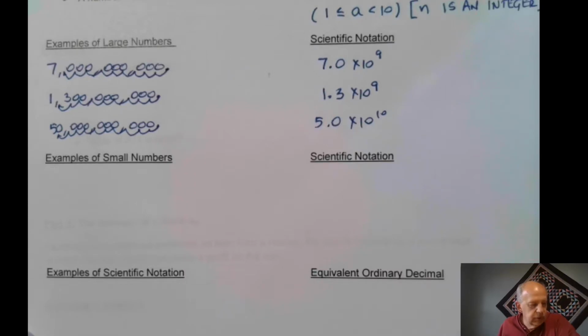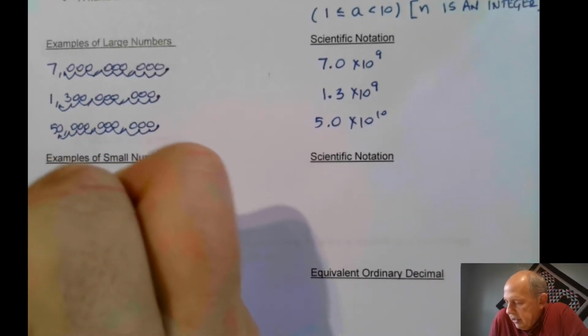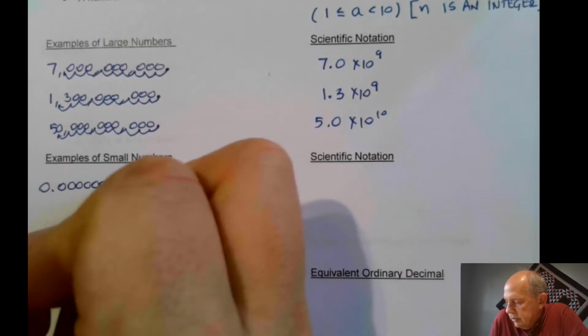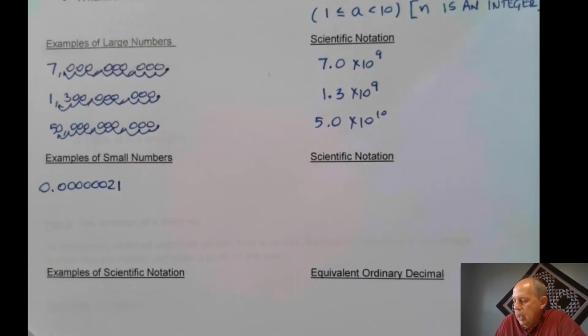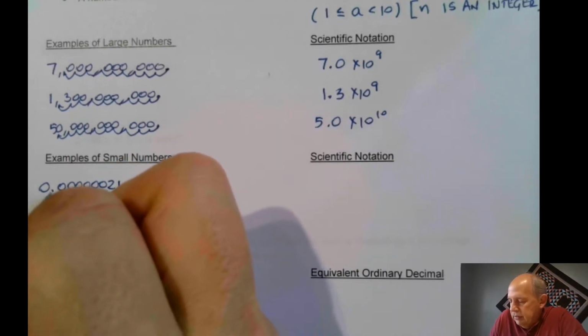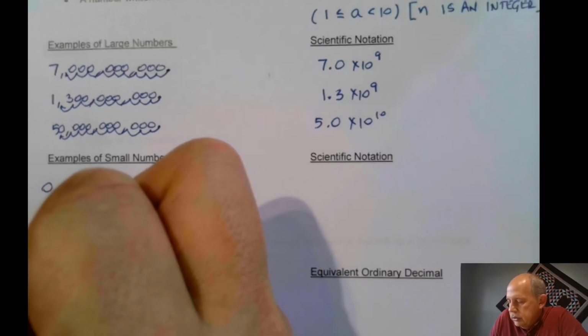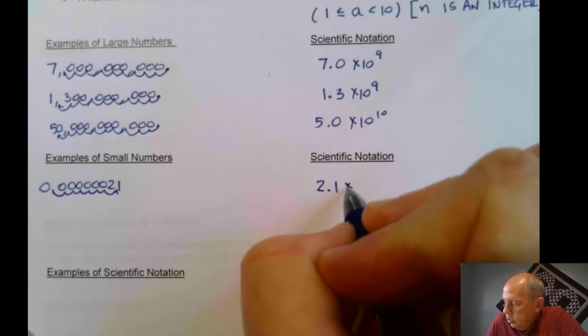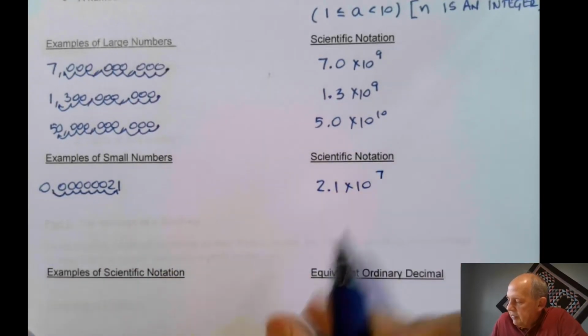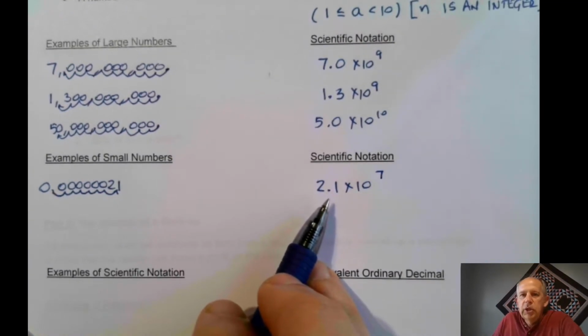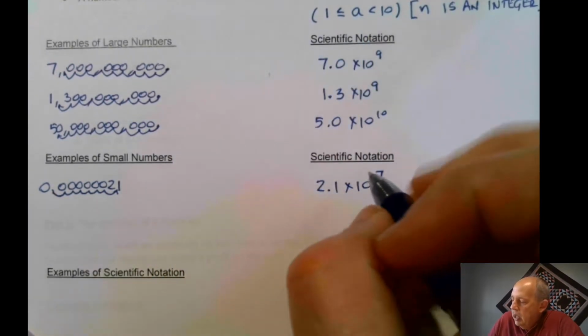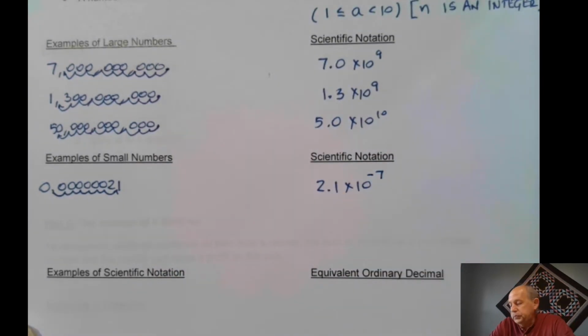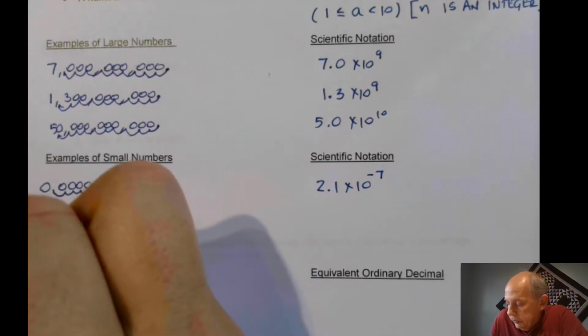The process is going to be the same. Let's say I have 0.000021. And I want to write this as scientific notation. I'm going to move the decimal over 1, 2, 3, 4, 5, 6, 7 places. 2.1 times 10 to the -7th. My A value again is between 1 and 10, met that requirement. My integer is a -7 this time. I'll move the decimal over 7 places. It's negative because I'm dealing with a really small number.